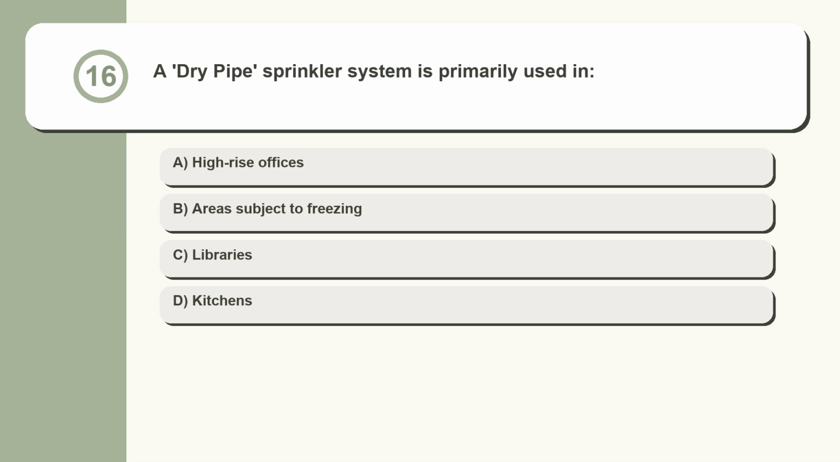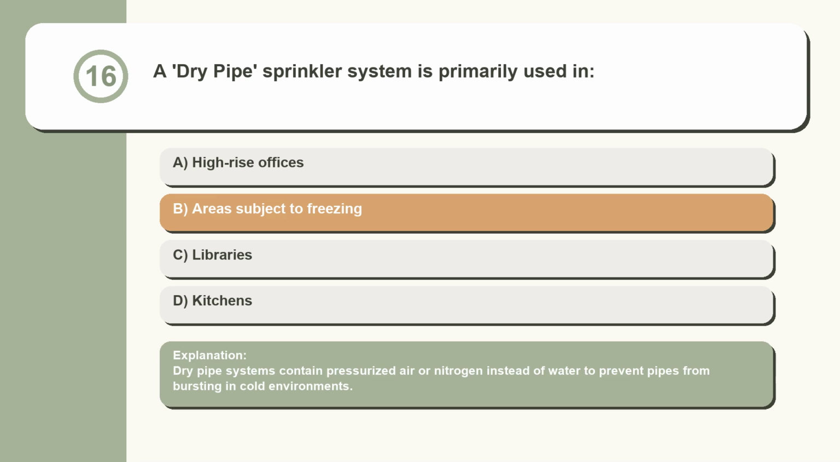Question 16. A dry pipe sprinkler system is primarily used in high-rise offices, areas subject to freezing, libraries, kitchens. Dry pipe systems contain pressurized air or nitrogen instead of water to prevent pipes from bursting in cold environments.